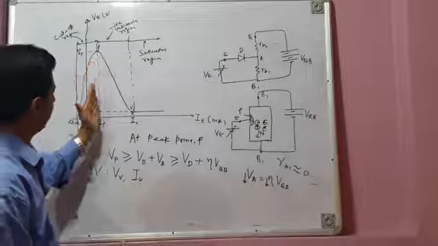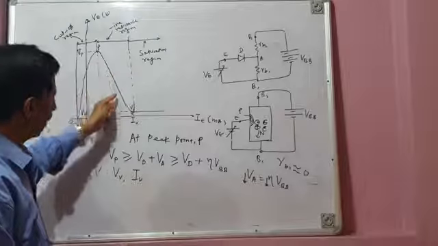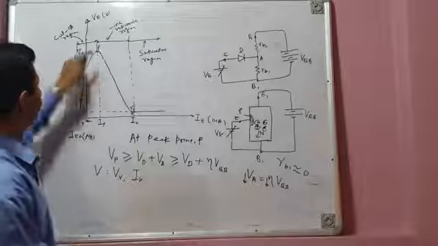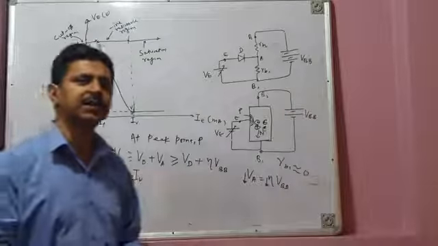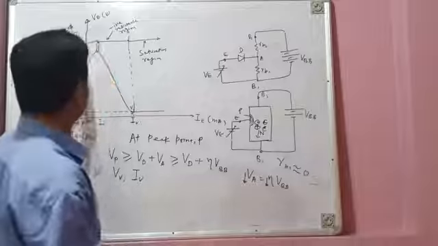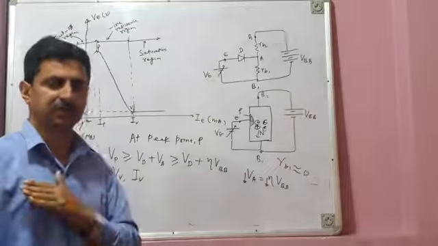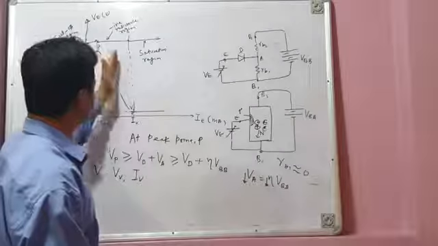You can see from P to V, current increases, but voltage drop sharply decreases till you reach point V, which is called the valley point. So the region from P to V is called the negative resistance region. It is the transient region, the transient state. When the UJT goes from off state to on state, it shows that state. So it is the negative resistance region.